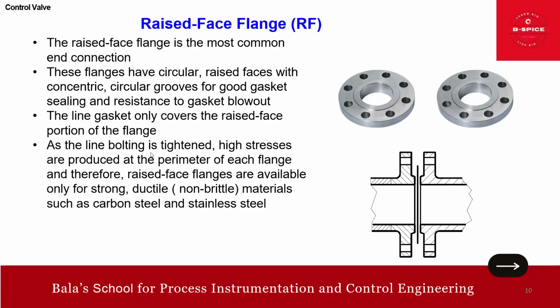Okay. As the line bolting is tightened, when we tighten this line bolting, high stresses are produced at the perimeter of each flange. Therefore, raised face flanges are available only for strong, ductile, non-brittle materials such as carbon steel and stainless steel. That is the point. As the line bolting is tightened, high stresses are produced at the perimeter of each flange, right? So raised face flanges are available only for strong ductile, non-brittle materials such as carbon steel and stainless steel. You got it, friends?